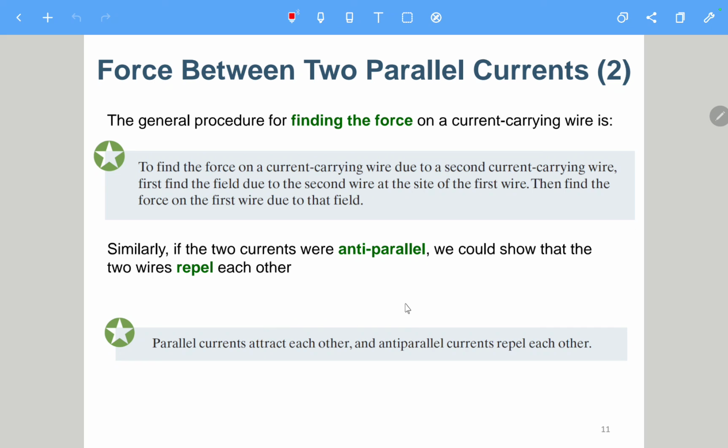So they will tell it is parallel or anti-parallel. Anti-parallel means they are parallel, but the current points in the opposite direction, and then we call it anti-parallel. So they repel each other.